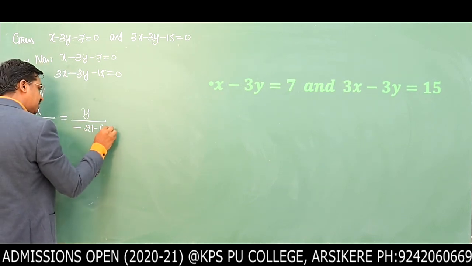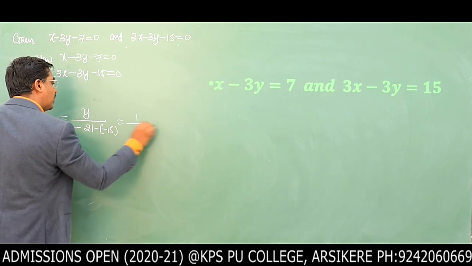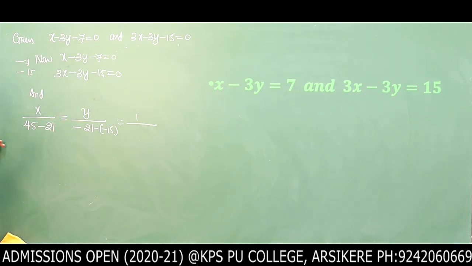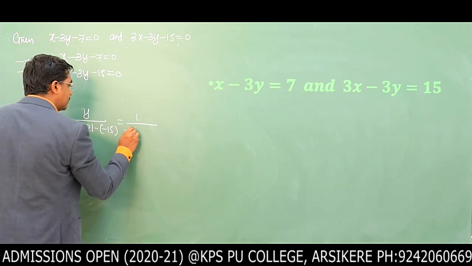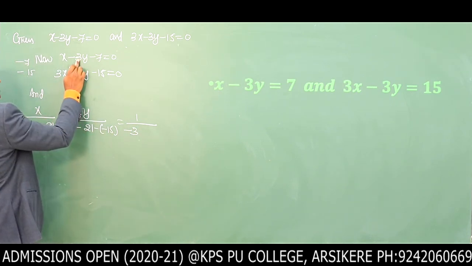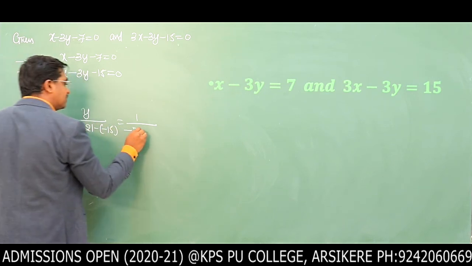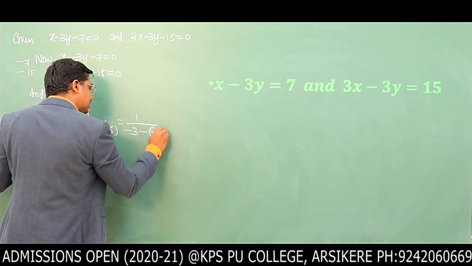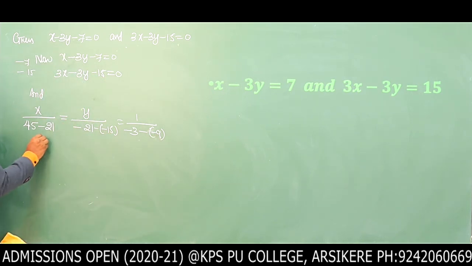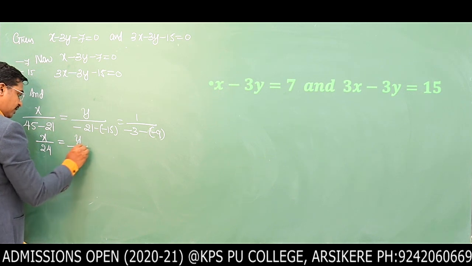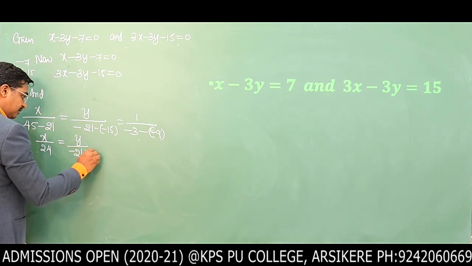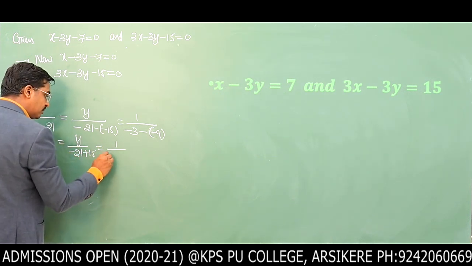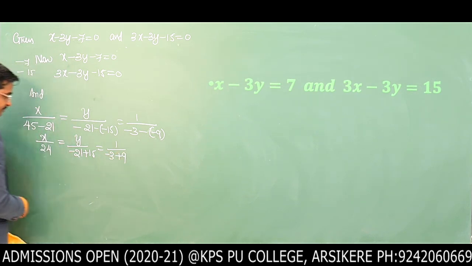The negative sign is already there. Minus 15 is equal to 1 divided by, for the constant term just follow the coefficient of x and y. 1 into minus 3, minus 3, the coefficient of y is here minus 3 and here 3, so that becomes minus 9. So the minus is there, so that becomes minus 9. Therefore this becomes x divided by 24 is equal to y divided by minus 21 plus 15 is equal to 1 divided by minus 3 plus 9.